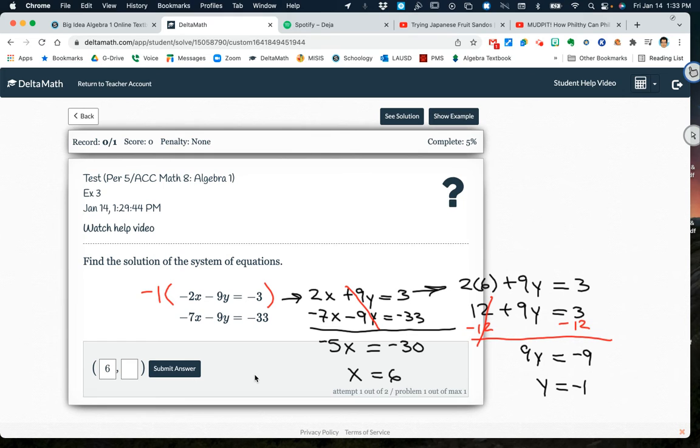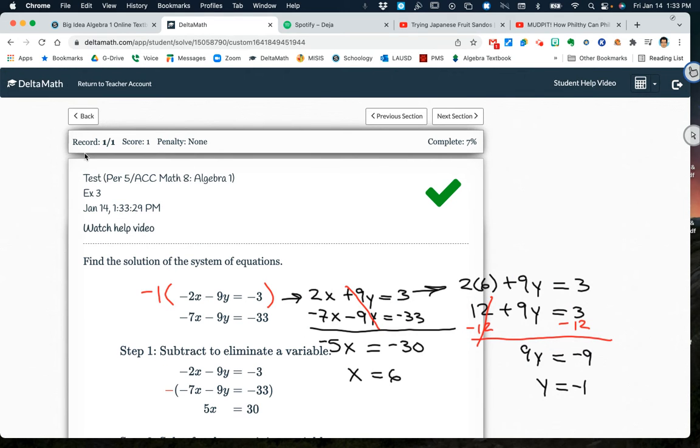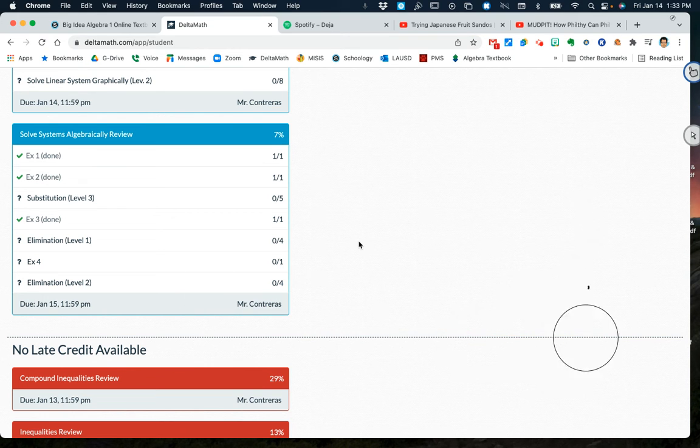Okay, double check, make sure I got that correct. And let's try it. Submit an answer of 6, -1. These two lines, if we graphed them, would intersect at 6, -1. And they would. Okay, so you're going to have 4 of those to do. And then the last thing we're going to do is, they're calling it level 2 elimination. Let's take a look. Go to example 4 now.